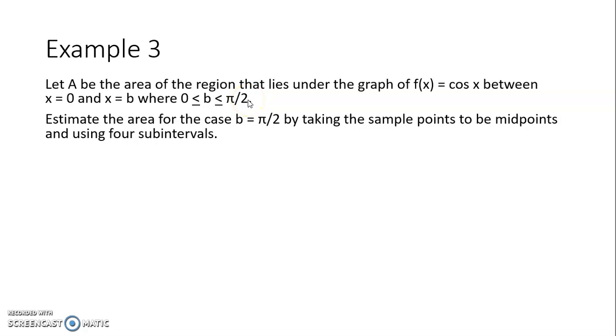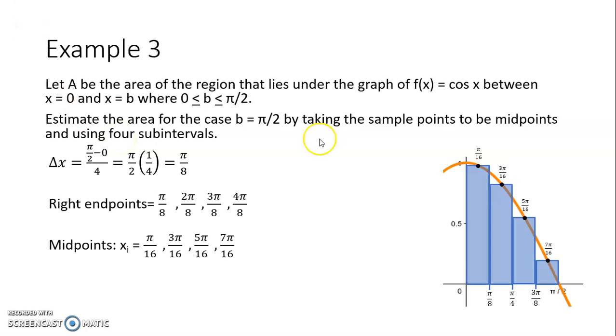So let's take a look at what's actually happening here, and let's try and figure out some of the values we're going to need for this. Notice we're using midpoints, and we're using 4 subintervals. That means 4 rectangles. The first thing we should calculate is the delta x.